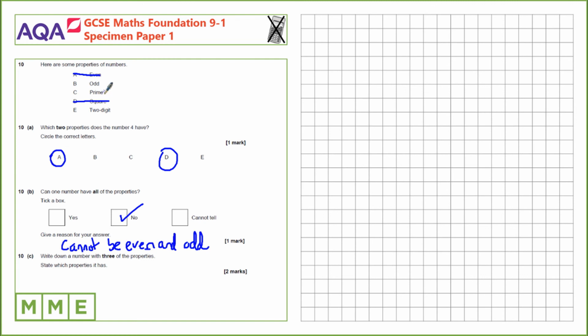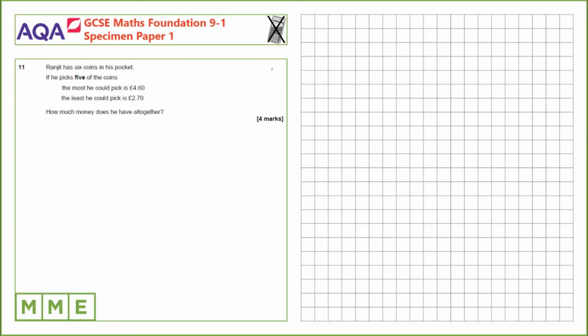Let's write down our first few prime numbers to figure this out. So we have 2, 3, 5, 7, 11, 13, 17. So we need one that's odd, so 2 is out, and it needs to be prime. These are all prime and 2-digit. So we could have 11, for example. And we need to state which properties it has. Simply we would write 11 and then these 3 properties, B, C, and E.